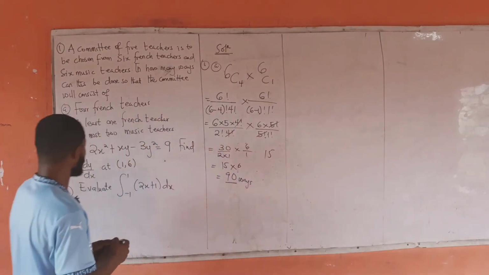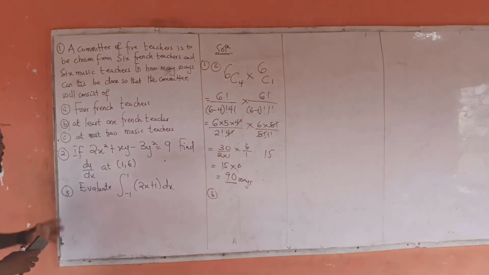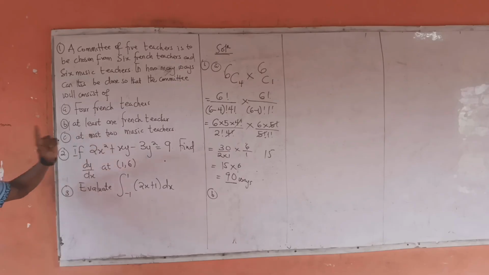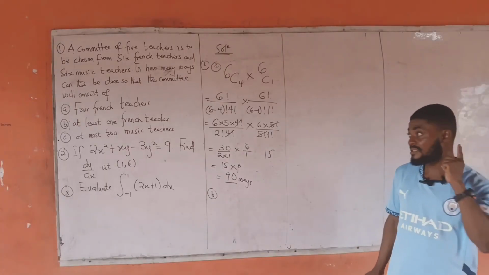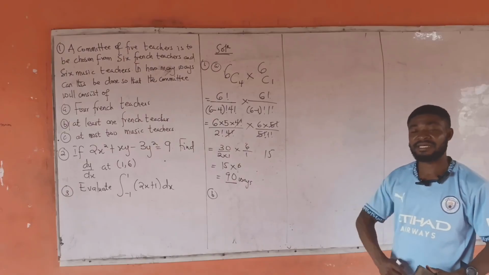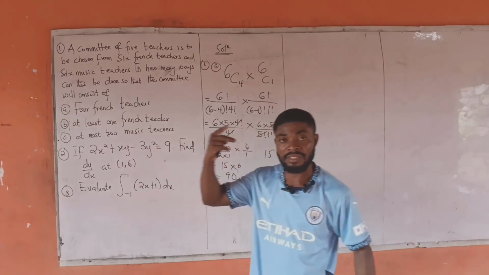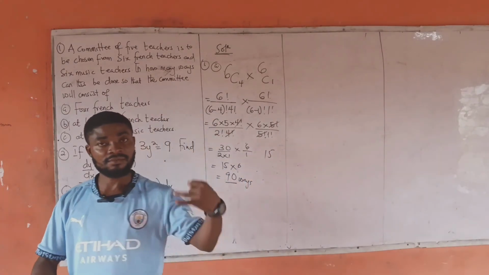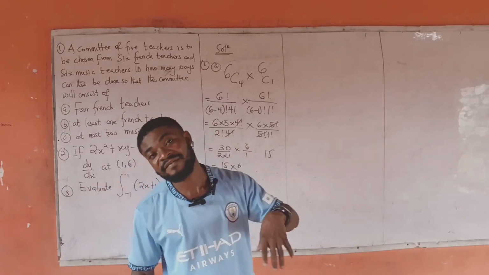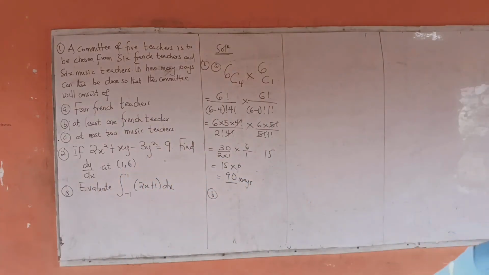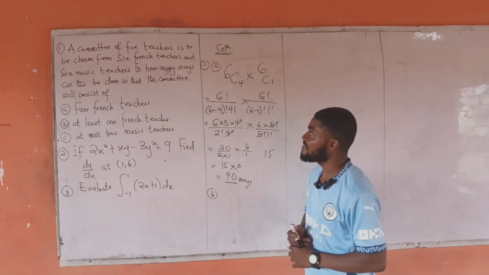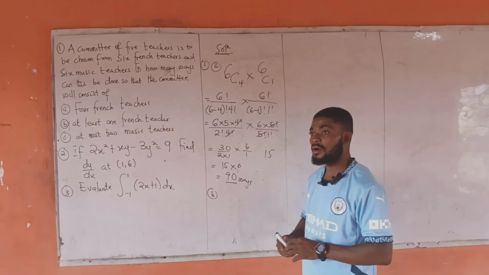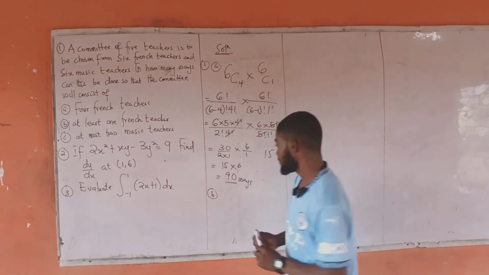Okay. Now we take the B part. Now you have to be careful over here. This one says at least one French teacher. So at least means that there could be one French teacher, there could be more than one, there could be two, there could be three, there could be four, there could be five, even there could be six French teachers. That is the meaning of at least one French teacher. Now here what we are going to do is to ask ourselves how many teachers are there altogether. So in all we have 12 teachers.